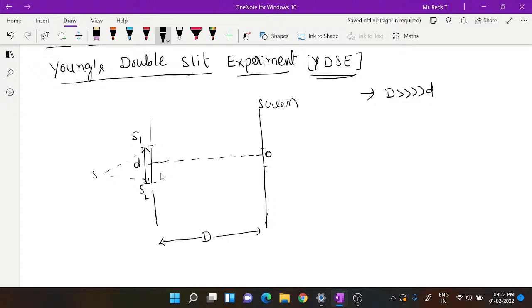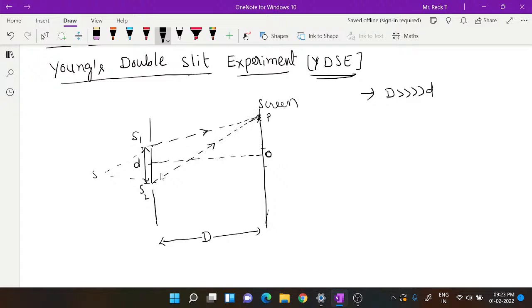Then it was observed that at some points, waves meet constructively, and at other positions they meet destructively. To understand that, let us consider one arbitrary point P on the screen. The light from this slit S1 reaches the screen here, whereas the light from the other slit reaches the point over here.